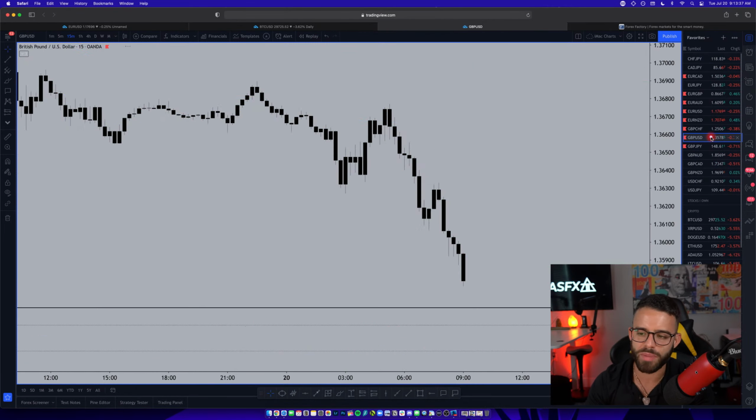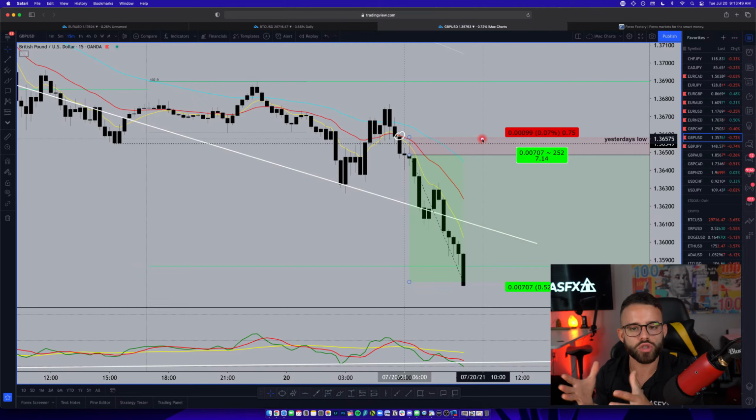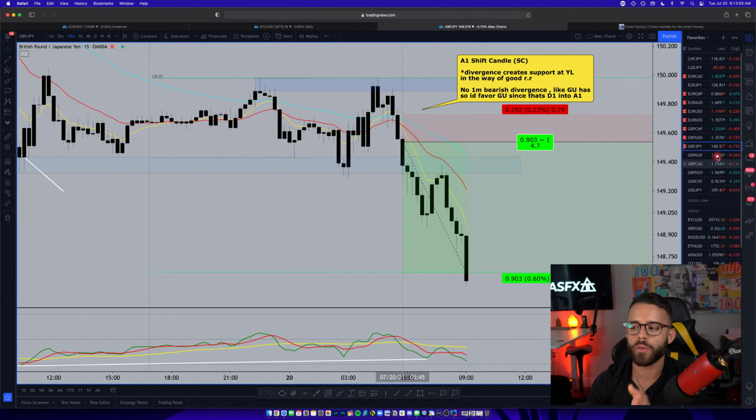Where if you look at GBPUSD, like I said, you were under yesterday's support at yesterday's low, so that's even better. So not only do you get both entry signals on the 50 on GBPUSD, but you're also in a better structural position for price to move lower on GU rather than GJ. They're both entries. I would just favor GU. You get the D1 and the A1 versus just the A1 shift candle here on GBPJPY.